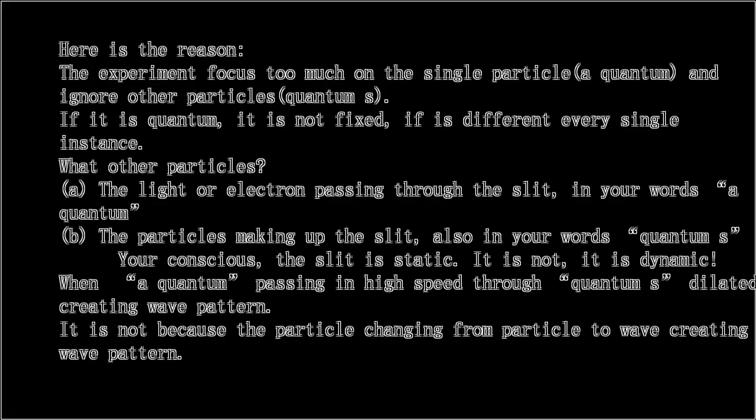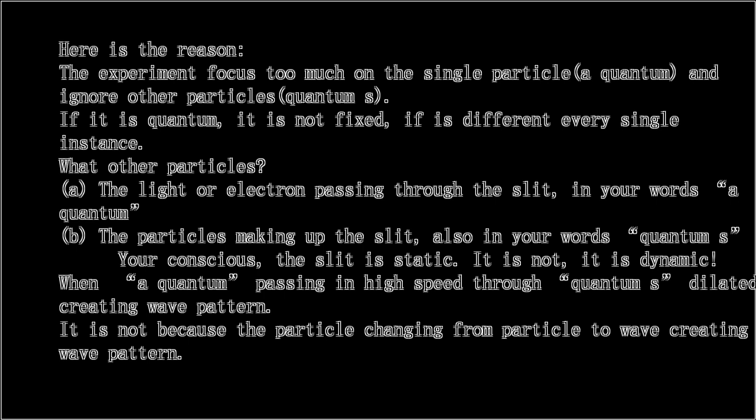Here is the reason. The experiment focused too much on the single particle, a quantum, and ignored other particles, quantums. If it is quantum, it is not fixed, it is different every single instance. What other particles? A. The light or electron passing through the slit, in your words, a quantum. B. The particles making up the slit, also in your words, quantums.